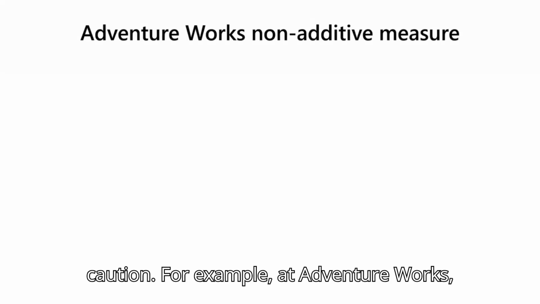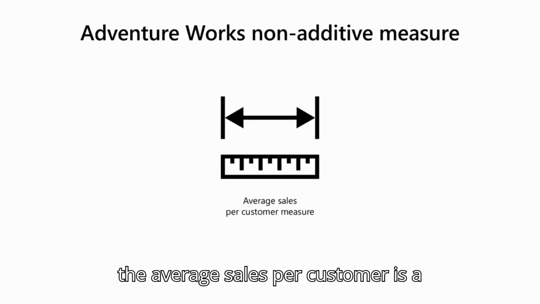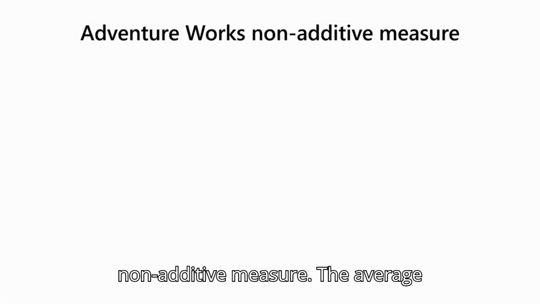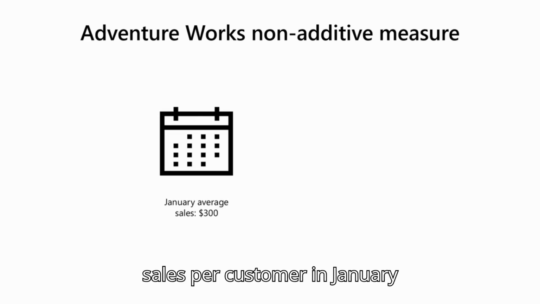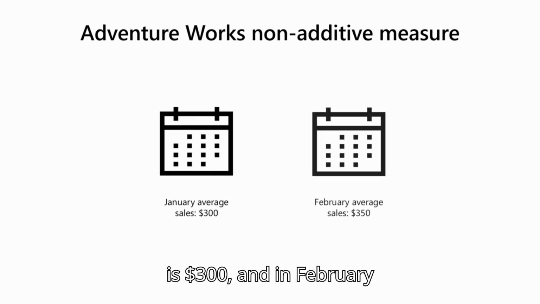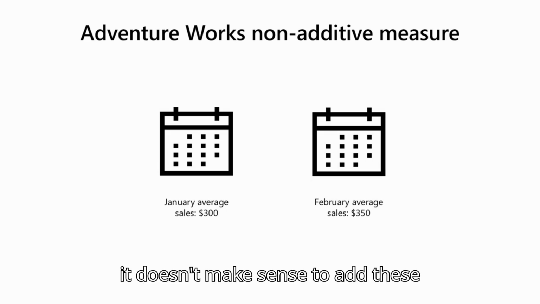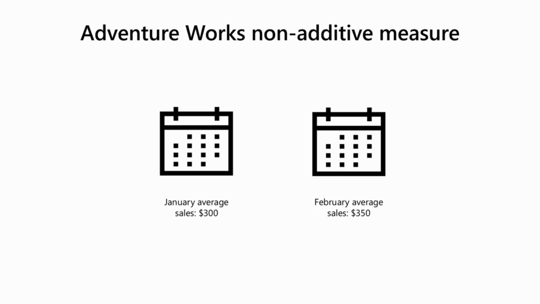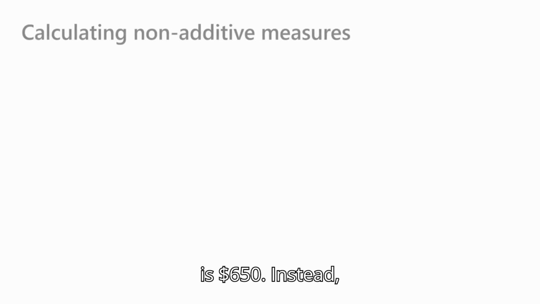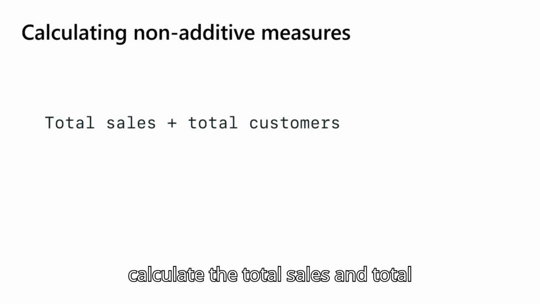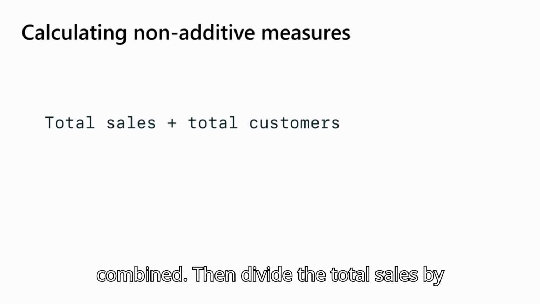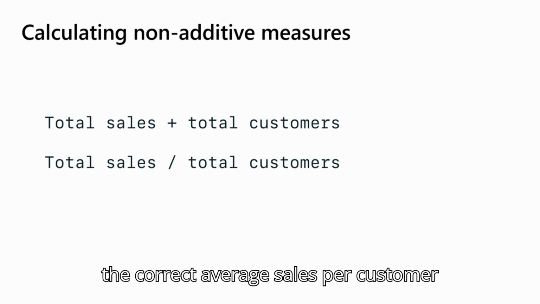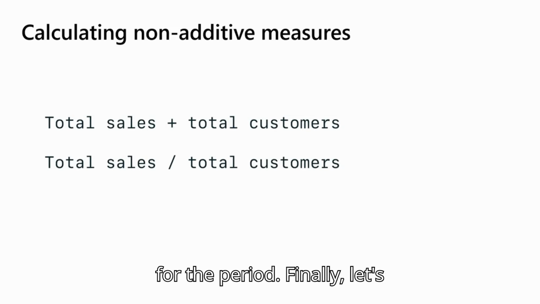For example, at AdventureWorks, the average sales per customer is a non-additive measure. The average sales per customer in January is $300, and in February, it's $350. However, it doesn't make sense to add these averages and state that the average sales per customer for the 2 months is $650. Instead, calculate the total sales and total numbers of customers for the 2 months combined. Then divide the total sales by the total number of customers to obtain the correct average sales per customer for the period.